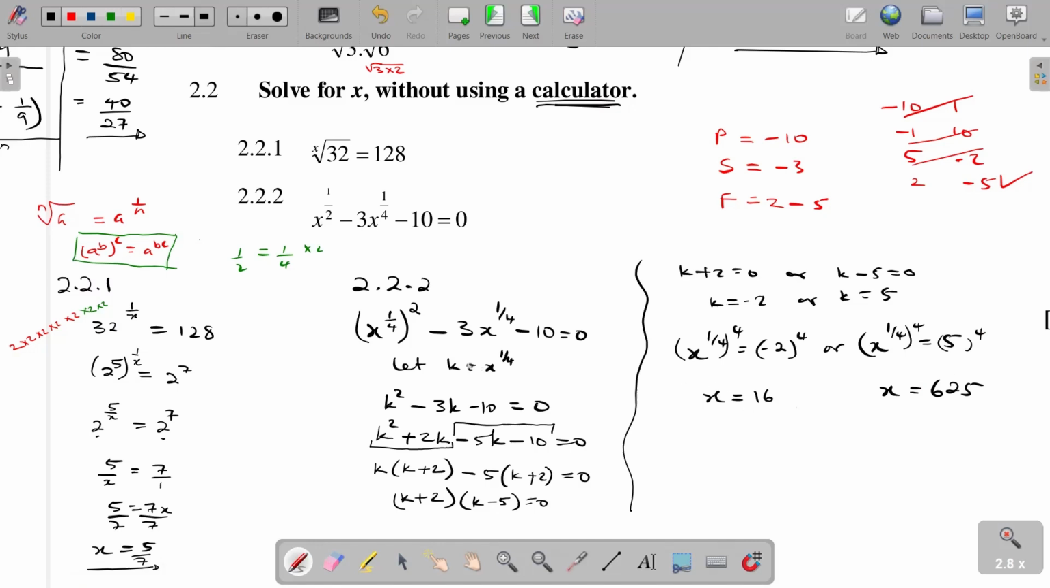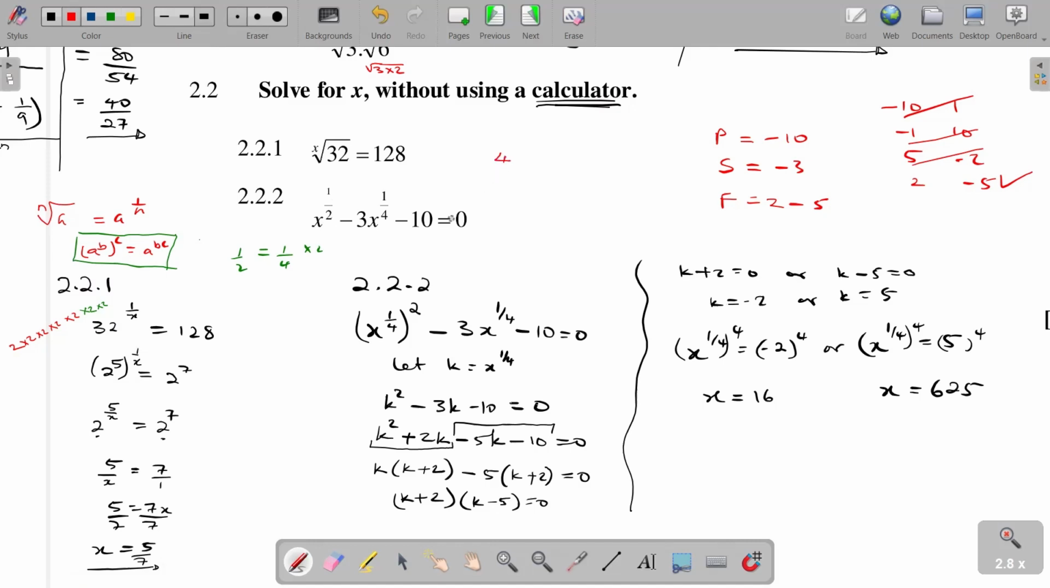Whenever our fractions, our denominators are even, it's typical of equations with surds. So you can test your answers. Let us try to check our answers. If you substitute 16, 16 to the power half, the square root of 16 is 4.